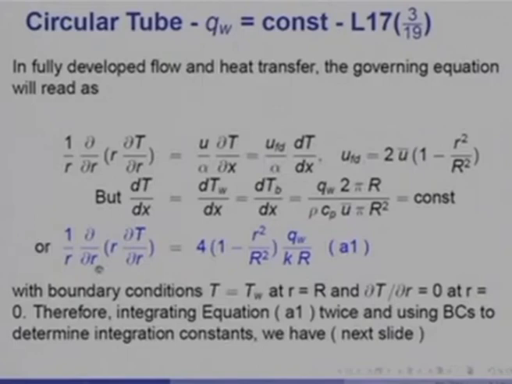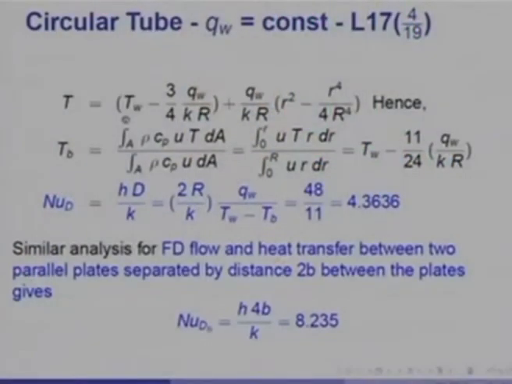So, if I integrate this equation twice with boundary conditions T equal to T wall at r equal to r, and dT by dr equal to 0 at the axis of symmetry, then I can determine two constants of integration, and the result is shown on the next slide here. T is equal to T wall minus 3 by 4 q wall over k r plus q wall over k r into r square minus r 4 r.